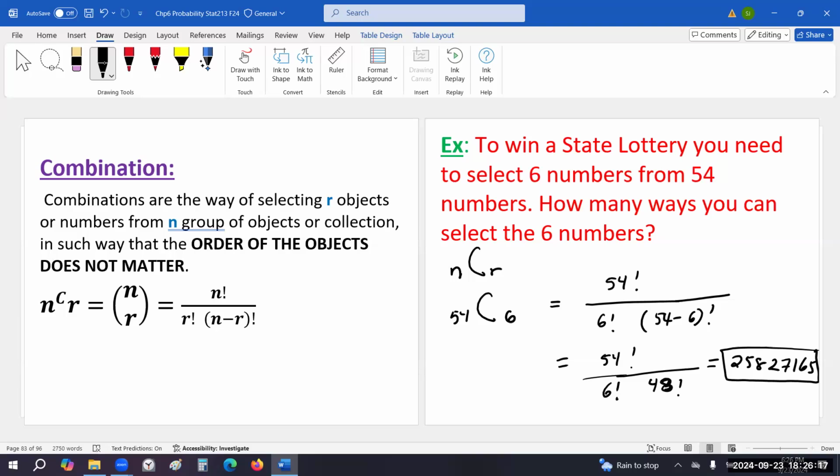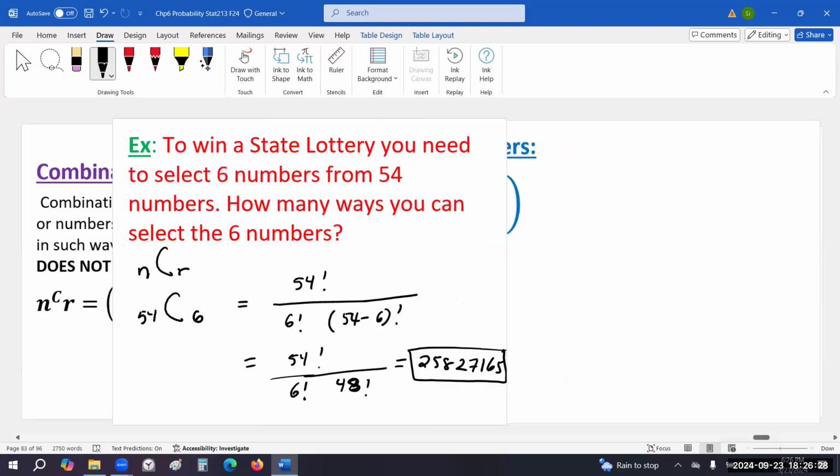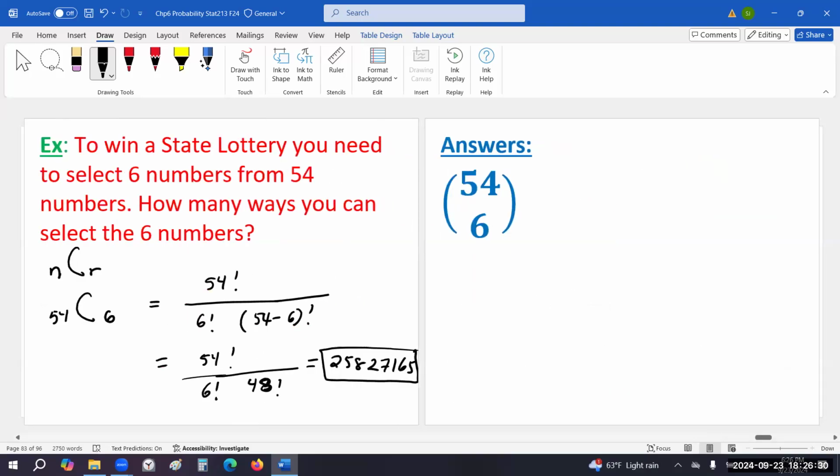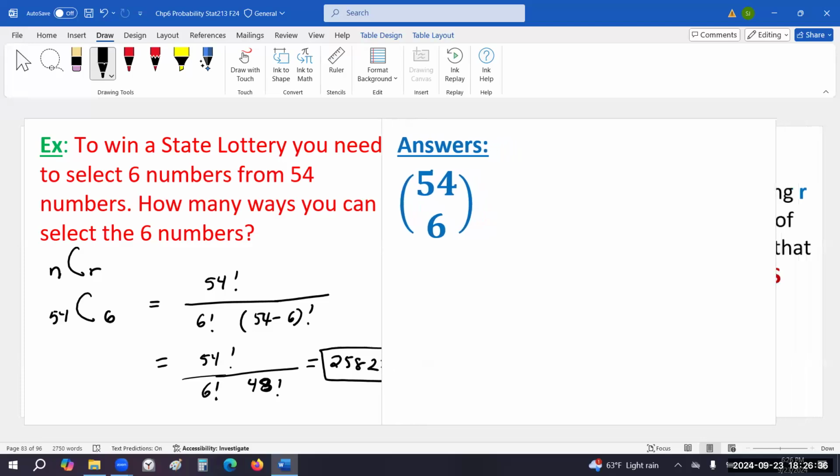And also there is another reason. Our exam is only 1 hour 15 minutes. So if you waste your time doing the calculation, you don't have much time. So 54 to 6, that's the answer. The next one.